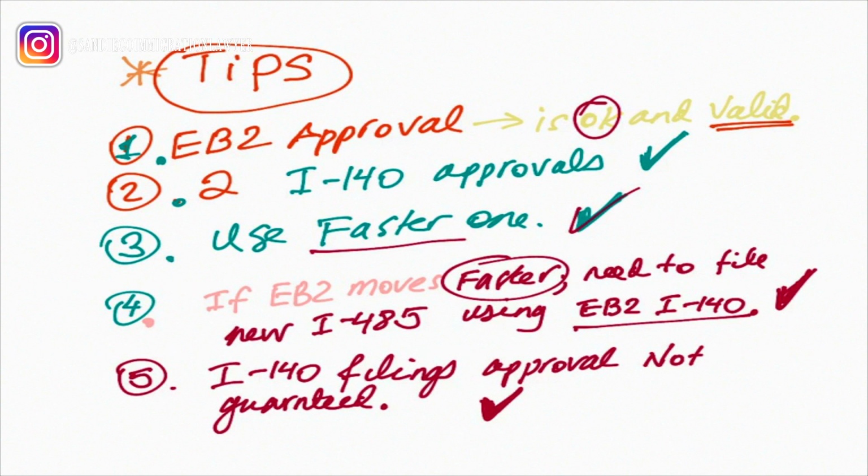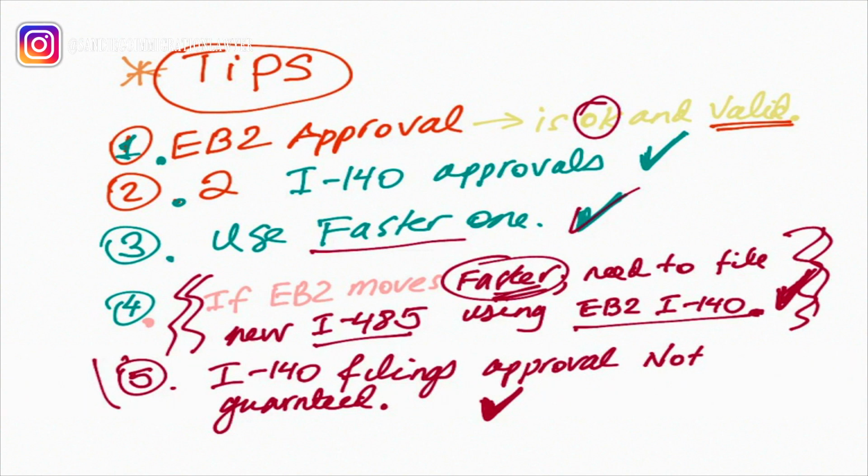Now, if EB2 moves faster, which can be a possibility, then you're going to need to file another adjustment of status, because remember, you already filed one for the EB3. You're going to need another adjustment of status, I-485, to use with your new EB2 I-140 in case that one moves faster. So it's something to think about if that happens. But the key is that both I-140s are valid and you're going to be using them.